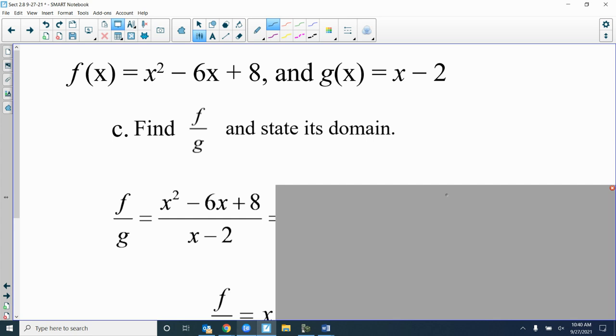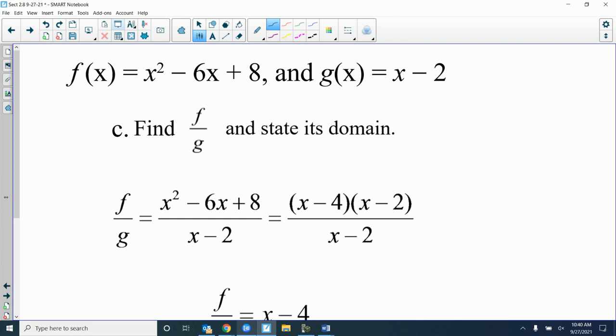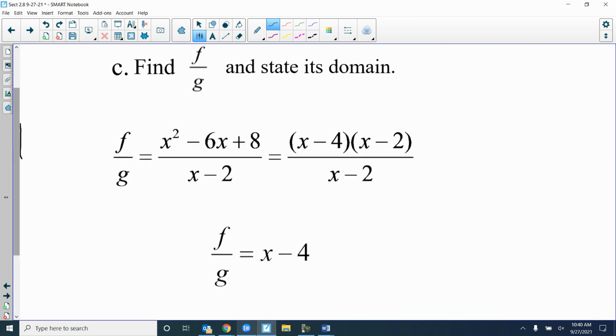But since it's a division, there's a possibility of canceling. What happens when you factor the numerator? Go ahead and factor that. It's going to factor into x minus 4 times x minus 2. What happens to those x minus 2? They cancel. So you end up with f divided by g is equal to x minus 4.